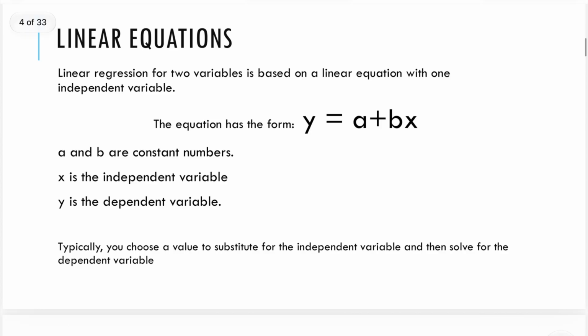Now, you've probably seen this before. This is a typical linear equation. It describes a line. Y equals A plus BX. Now, again, Y is our dependent and X is our independent variables. B is also referred to as the slope, and A is the y-intercept.